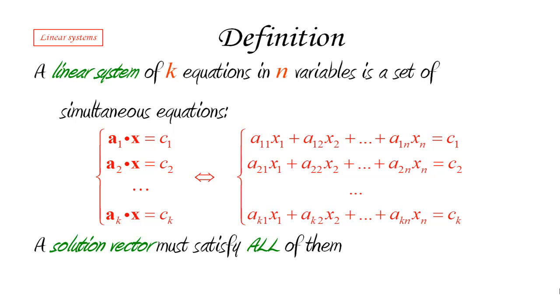We're looking for an ordered set of values for x1, x2, x3 up to xn, and those same values, when plugged into each and every one of those equations, have to make the equation true. So by solving a system, what we mean is that we want to find all the ordered sets, the vectors, whose values actually satisfy each of the equations in the system. If it satisfies most of them, well, that's not good enough. It has to satisfy each and every one of them.